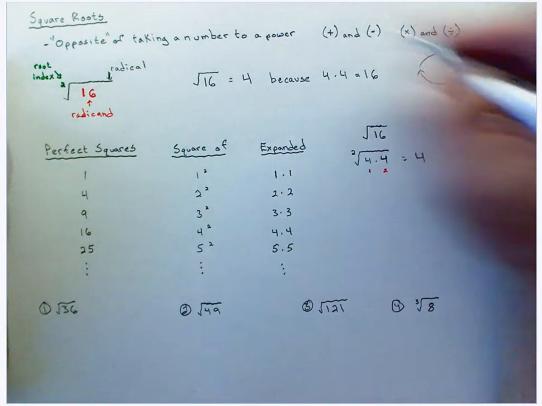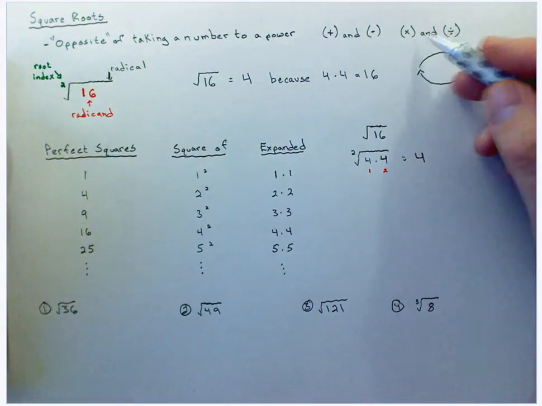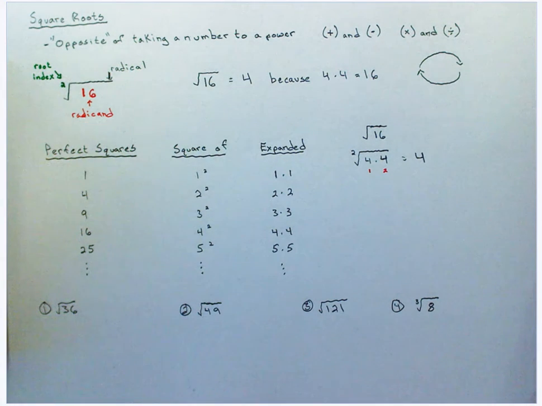It was like a cycle, adding and subtracting. The same can be said for multiplying and dividing. And really, in the same way, that's what we're doing. We learned how to take a number to a power using exponents, and now we're learning how to go back the opposite way.